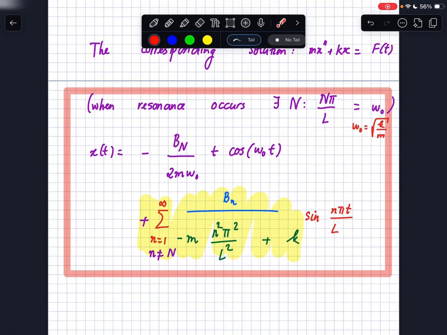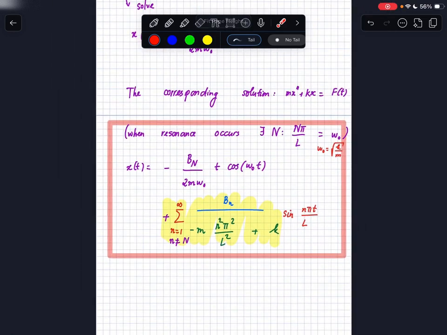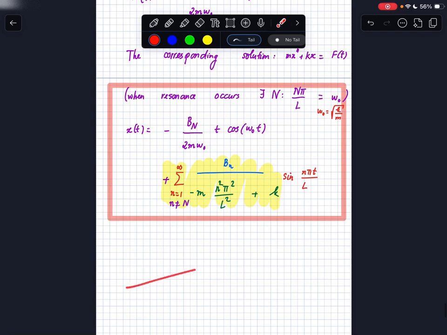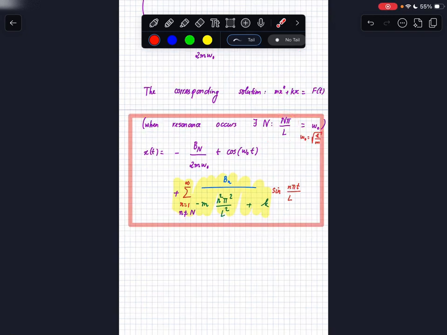And as you see, these terms grow unboundedly with t. So that's why, when resonance occurs, mathematically it can lead to the system breaking. Like with a bridge: if the wind or the sound matches on the bridge, when we have a frequency equal to the natural frequency, the bridge can collapse because of that.